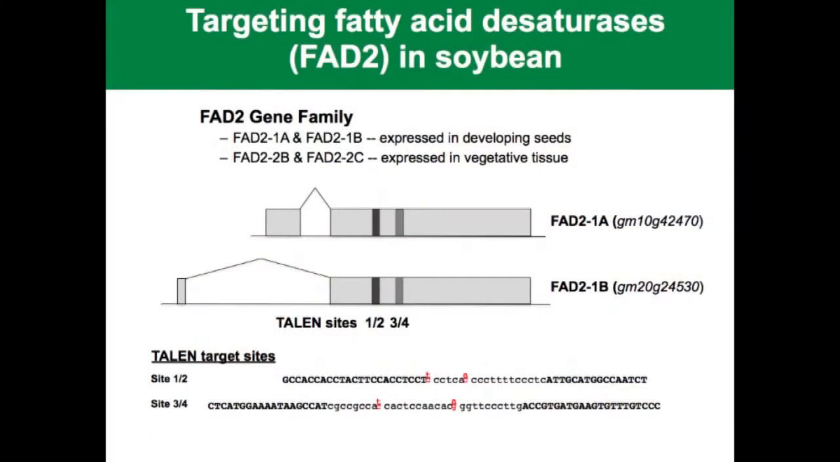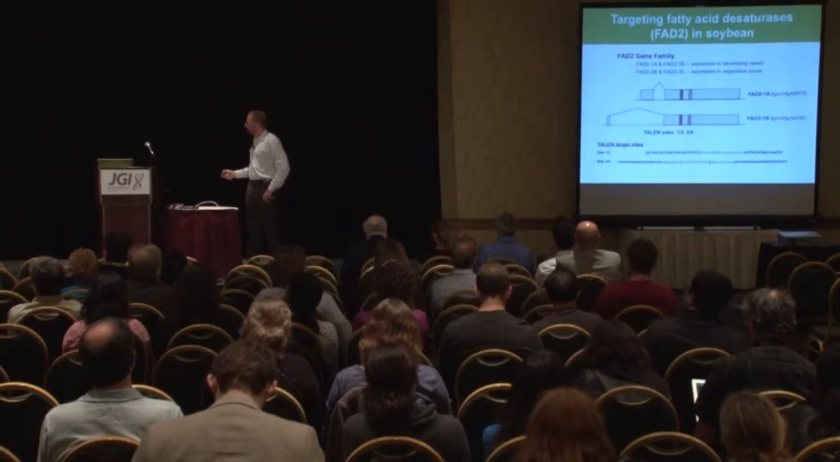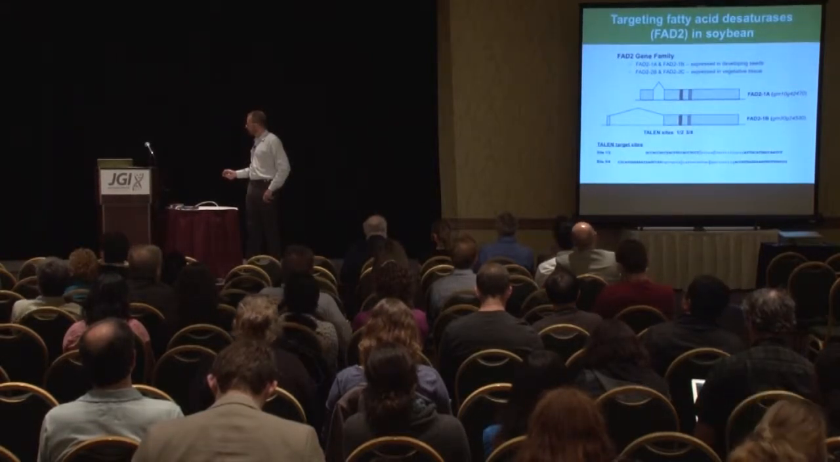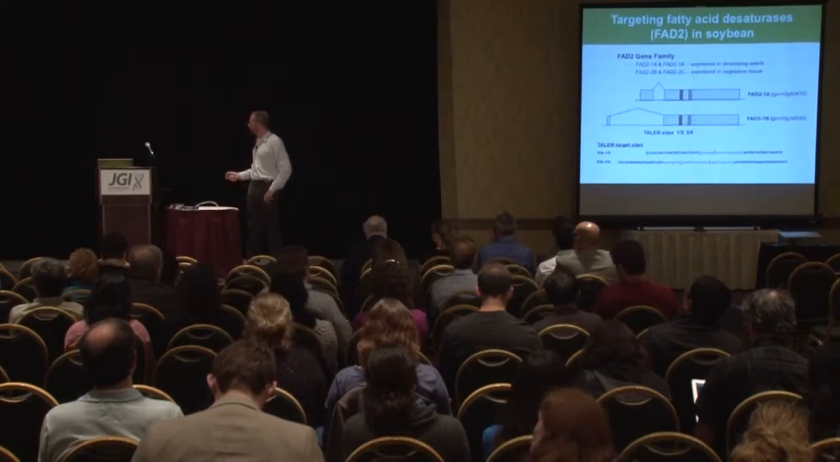So in soybean, like in many plants, enzymes are encoded by multigene families. In the case of soybean, there are two groups of genes, FAD2-1A and FAD2-1B, that are expressed in the seeds. These were our targets because we wanted a seed phenotype. But of course, you need these fatty acids elsewhere in the plant to carry out other functions and other membrane roles. And there are other genes that are expressed in the vegetative tissues.